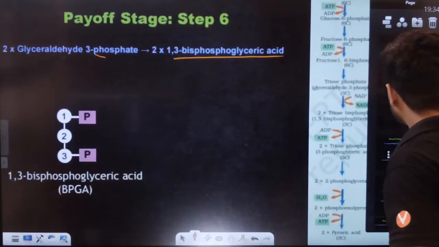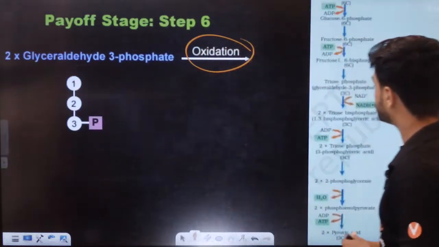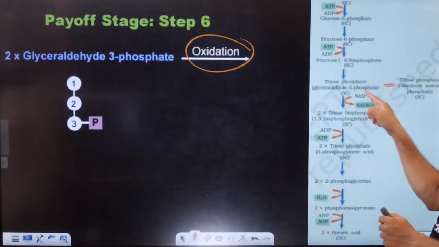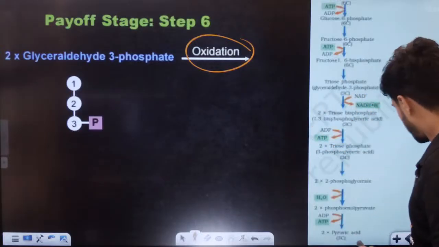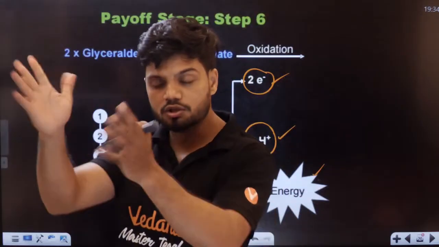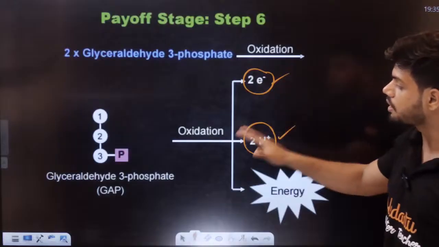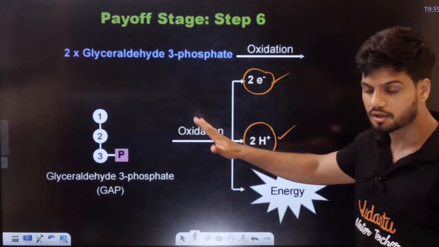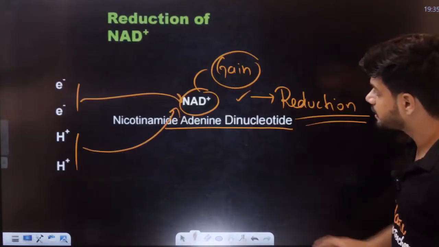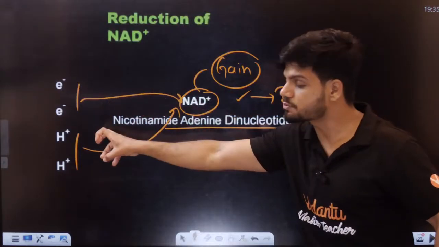Okay, let me just show you one more time what happens, students. These 2 glyceraldehyde 3-phosphate undergo oxidation. Oxidation is what, students? Oxidation is loss of electrons, loss of protons. Electrons and protons are lost from here. Now these electrons and protons are taken up by NAD+, which undergoes reduction, because it is now gaining these electrons and protons.